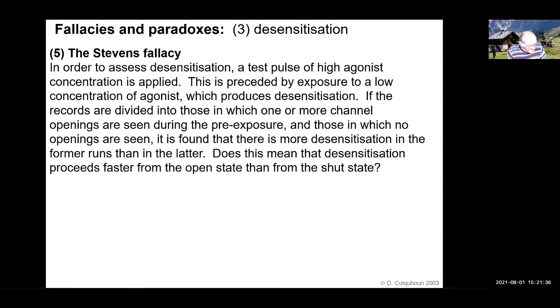There's another fallacy of this sort, which is quite amusing. In 1995, I was giving a journal club, in the lab we used to have regular journal clubs, about a paper by Lynn and Stevens. This is the famous Chuck Stevens. And they wanted to tell whether the desensitization of an ion channel occurred by a transition from the open state or from a shut state. This is an old problem, which is still to this day largely unresolved, I might say. So what they did was, to assess the desensitization, they put on a large test pulse of high agonist concentration, and just measured the size of the macroscopic response to it.